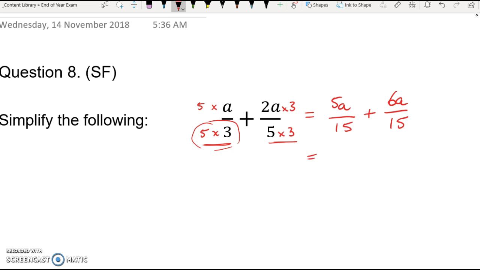And if we have a look, let's just make sure that they are like terms, and they are because they've got the same variable part. You've got 5a plus another 6a, well 5a plus 6a is 11a over 15. And you can't simplify that any further, so that will be our final answer.